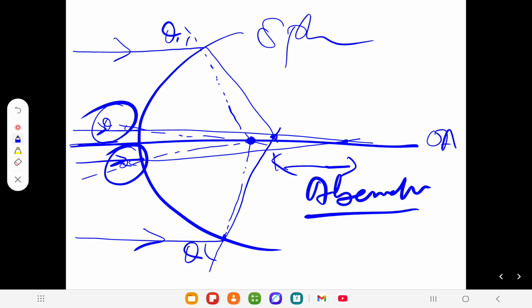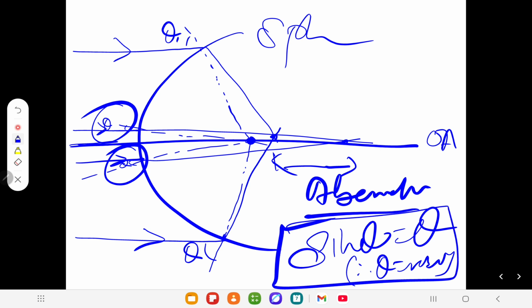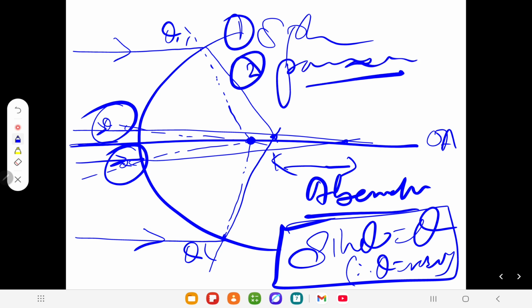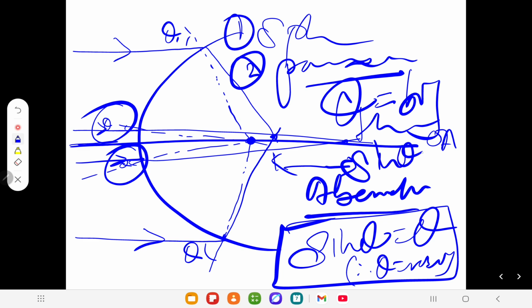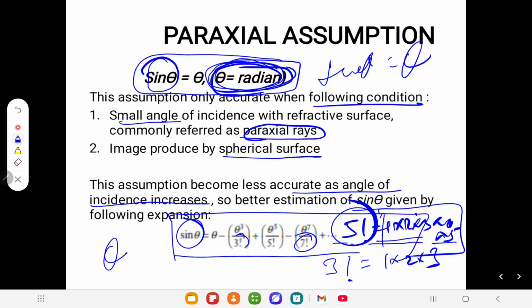So you have to understand these two conditions. Otherwise, there will not be sin theta equal to theta when theta is in radians. It's not going to happen. It's going to happen only in paraxial approximation. For that, you need a spherical surface. Second, you need paraxial rays because the angles of incidence are so small. If theta is big, then there is no sin theta equal to theta. This is not going to happen if theta is large. Okay, fine. So that is the condition if the paraxial assumption breaks.